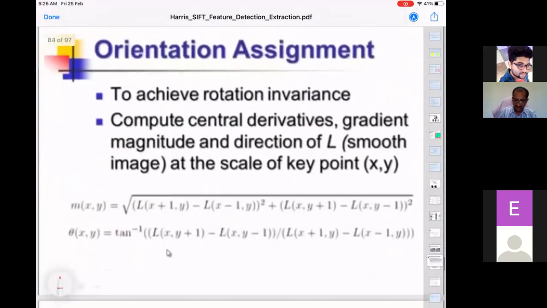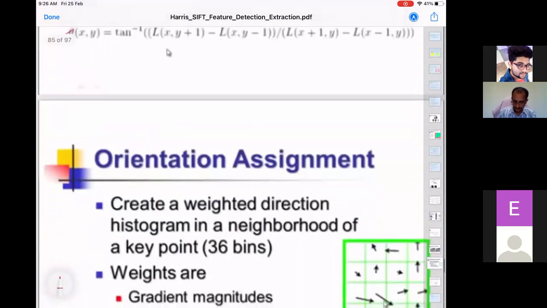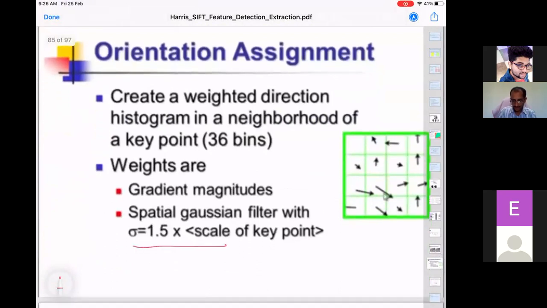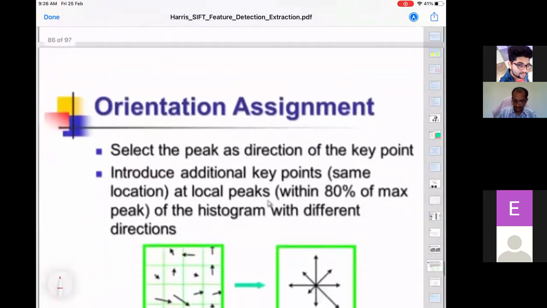Then, as we discussed, they perform the orientation assignment based on the magnitude and orientation of the gradients. So they compute both the magnitude and orientation of the gradients here. Then they perform smoothing with a Gaussian and take the gradient magnitude. Like we do in the Harris corner detector, here also they use a weighting function while computing the HOG, or histogram of oriented gradients, vector. The smoothing function used is a Gaussian function with this sigma.